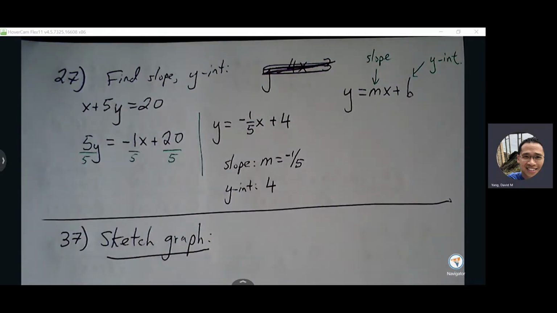Same thing for sketching a graph. If you want to sketch a graph, slope-intercept form is the quickest way, because if I can find my y-intercept and my slope, I can plot that point, and then I can reach the second point using my slope information.